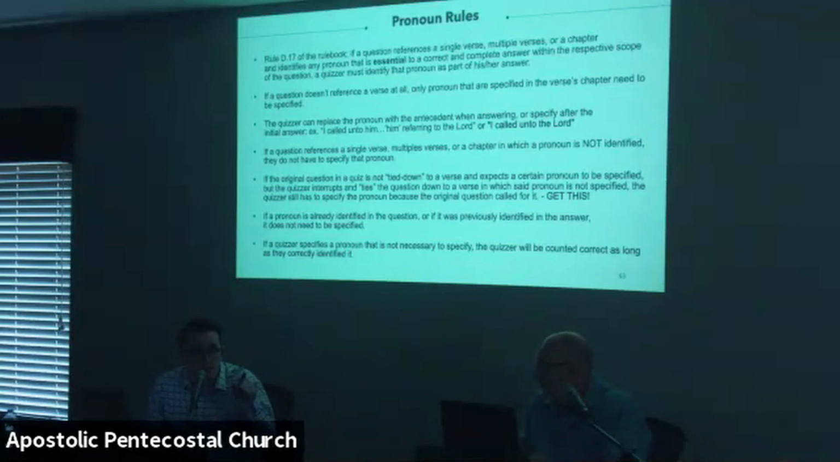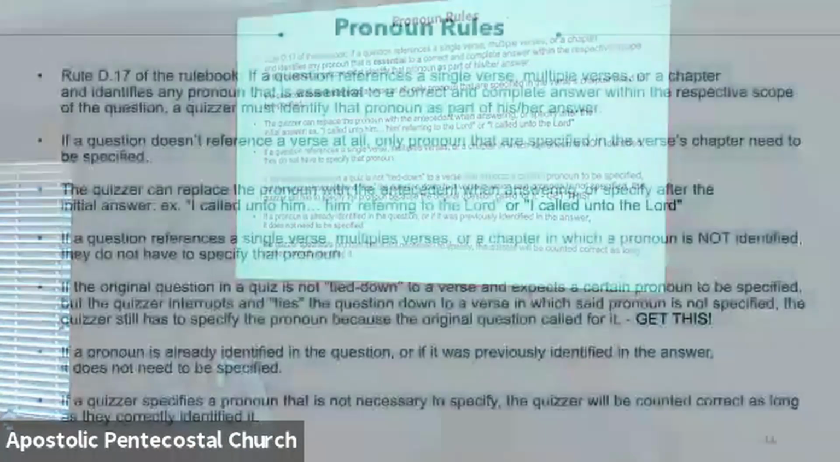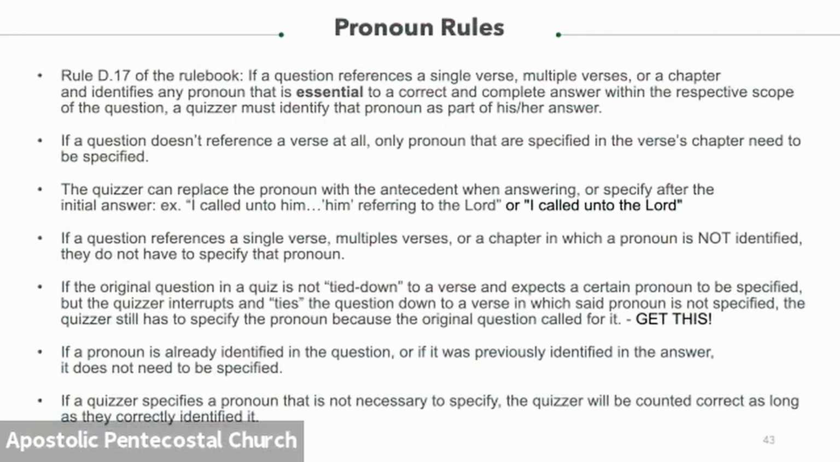When pronouns are not needed to be specified, it's the next bullet point. If a pronoun is already identified in the question, or if it was previously identified in the answer, it does not need to be specified. That's not related to whether or not it's essential. Did that answer the question? Their question was, it didn't need to be specified because it was in the answer. Like referring to the Lord, what did he do? And you say, and he said unto them, you don't need to specify the he. It's already been identified in the question.